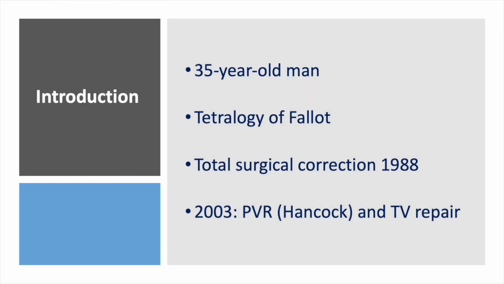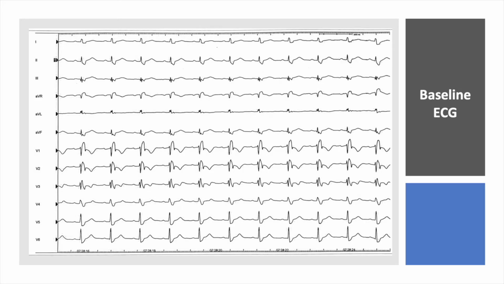The patient is a 35-year-old man with tetralogy of Fallot who had total surgical correction in 1988. In 2003, he received a pulmonary valve replacement and tricuspid valve repair. Here we see his baseline ECG, typical for these patients: right bundle branch block pattern and wide QRS complex.